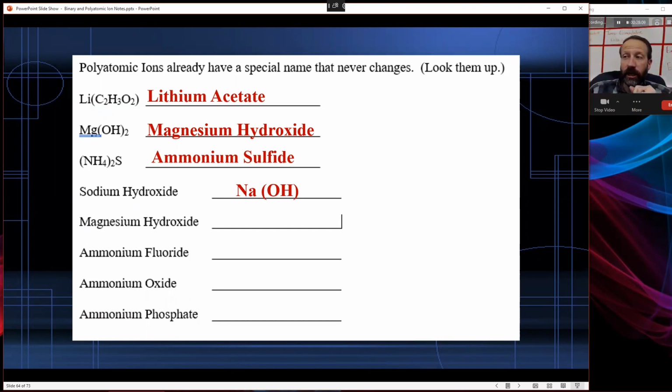Okay, let's try the next one. Magnesium hydroxide. Now check out why I picked magnesium hydroxide to do next. I got magnesium, I got my hydroxide, I get the charges. Now my question to you is, where do you think that charge of 2, where that number 2 is going to go? If you said outside the parentheses, you are correct.